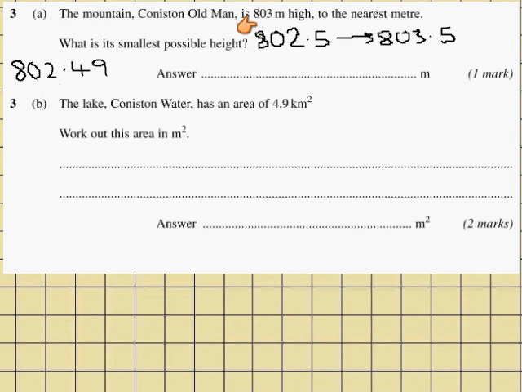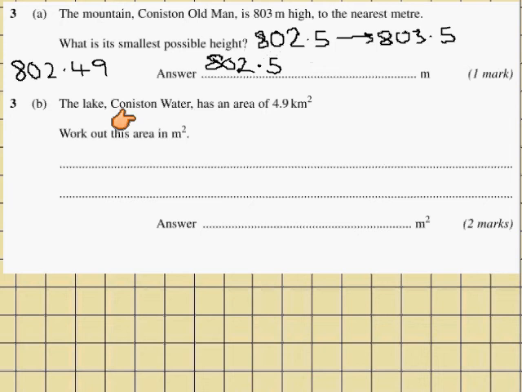We need the value that will round to 803. So I said this needs to be 5 or more to round up to 803. So we can see that this here needs to be 5, and this is the smallest possible number that will round up to 803. Any smaller, like this one over here, and it'll round down to 802. So our answer is 802.5 meters.